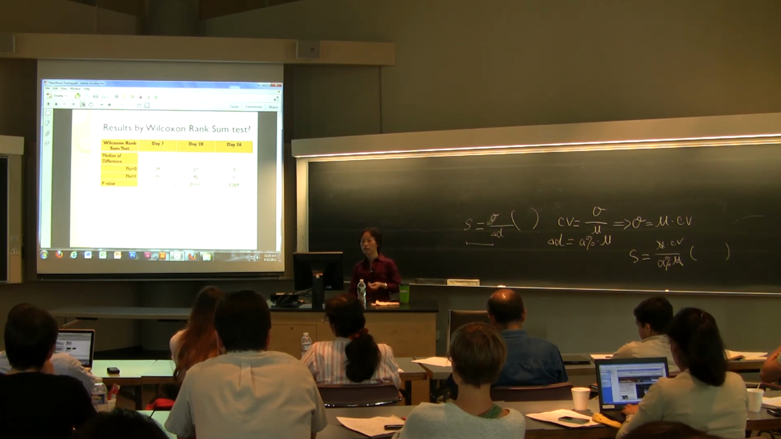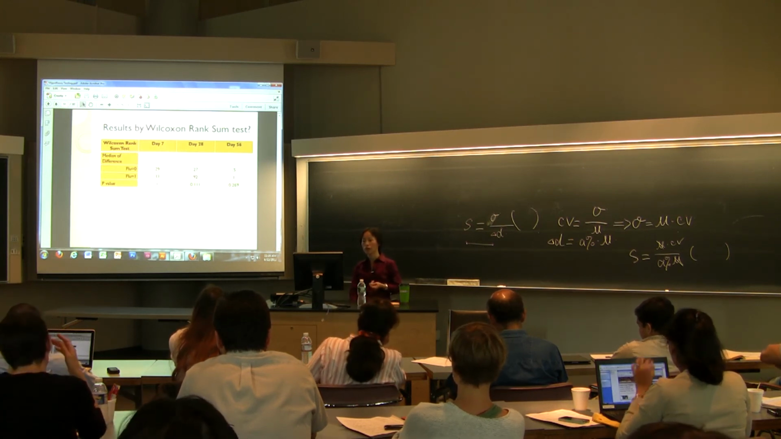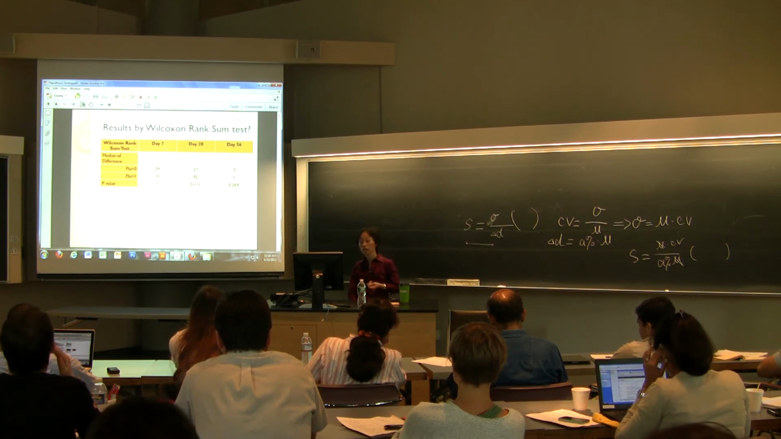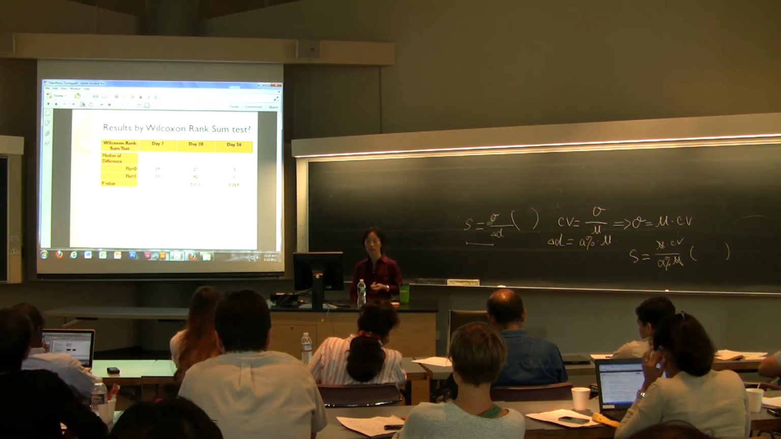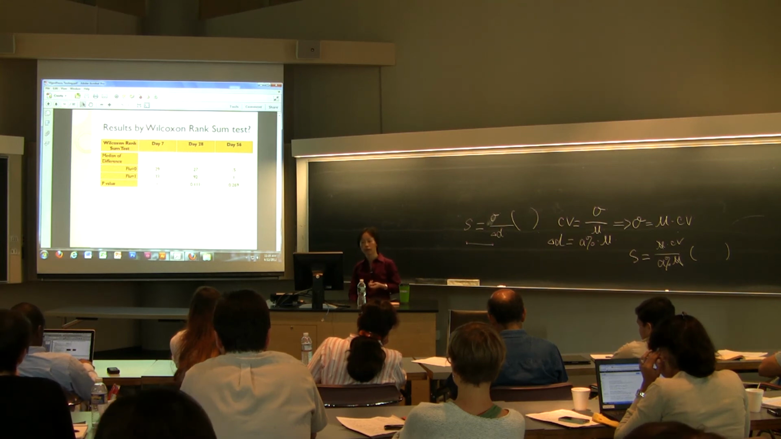Here is the p-value. If we use the Wilcoxon rank sum test, the conclusion is that pre-flu vaccination has no effect on response at day 7, and also at day 28 and day 56.